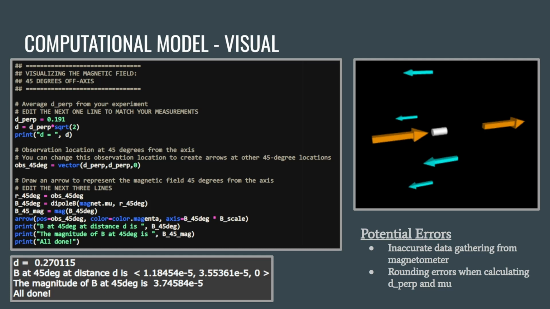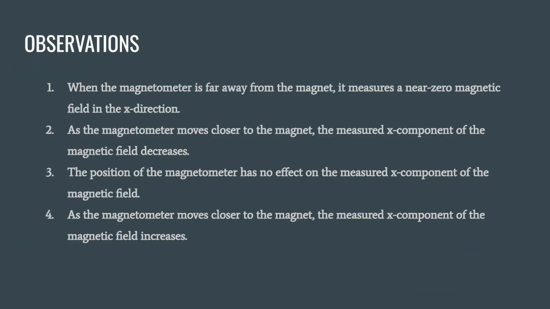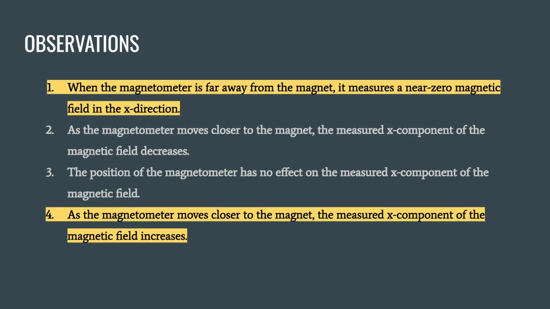Potential errors for this experiment are inaccuracies when retrieving the data from the magnetometer app and rounding errors when inputting these values into the spreadsheet. Here are some observations that we may or may not see in our experiment. You can pause here if you want to read them in greater detail. Out of these possible observations, 1 and 4 are the only ones that were seen from the experiment itself.